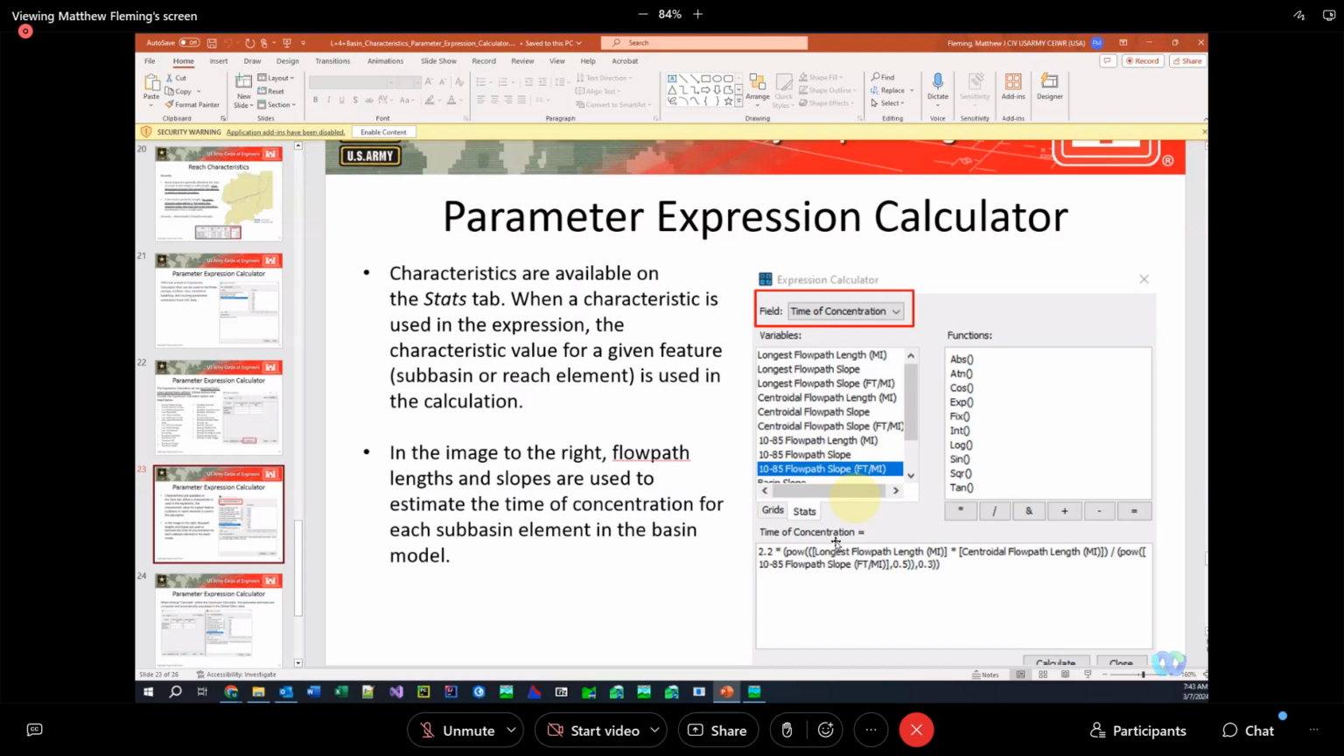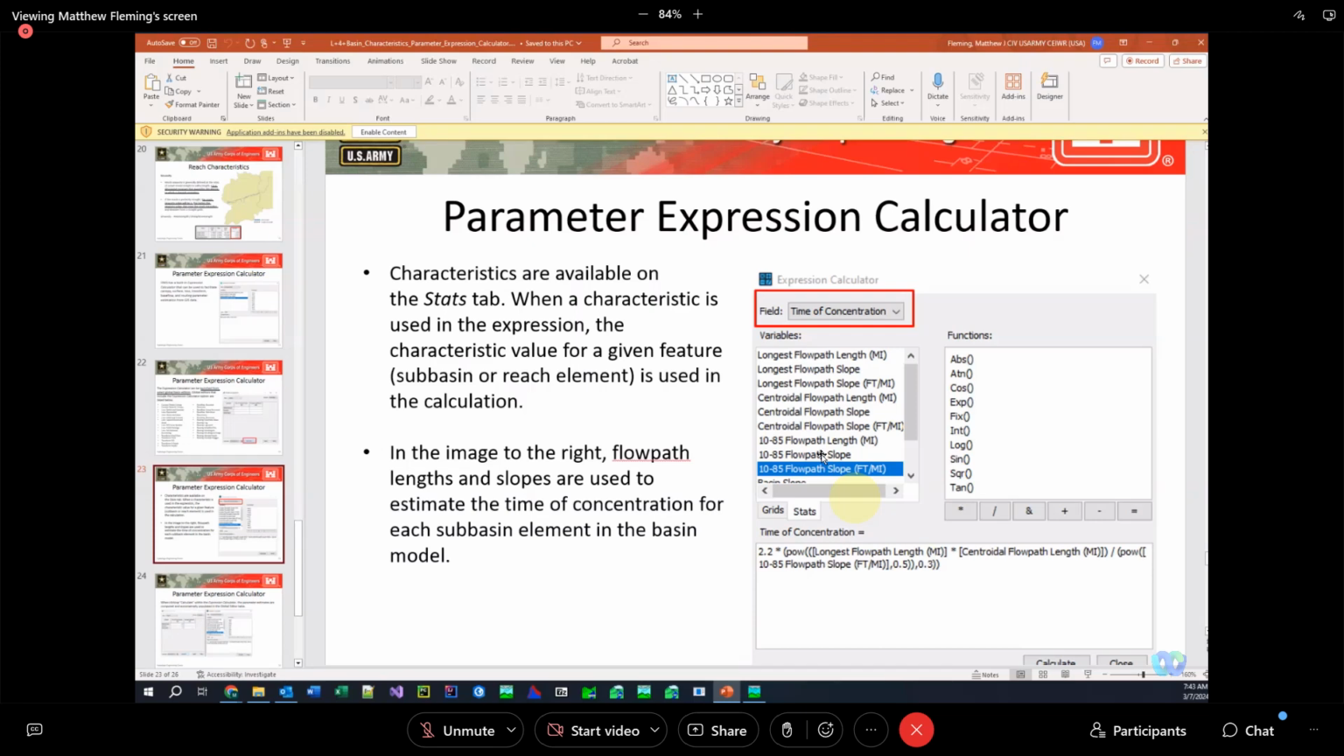So what somebody did at some point in time is they took all of these physical characteristics and they took some kind of calibrated model that determined the time of concentration for specific watersheds, and then they did a regression analysis. And that regression analysis is what generated that equation that was used in the workshop.